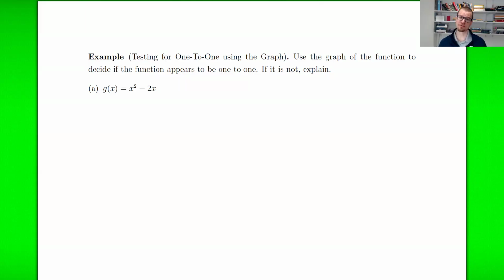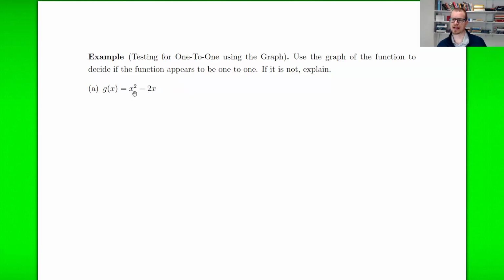If we actually want to verify that a function is or is not one-to-one, we should verify algebraically that it is, or give a specific example of why it is not. Those are the truly acceptable ways for justification. But to get the idea, we can look at the graph. So use the graph of the function to decide if the function appears to be one-to-one.